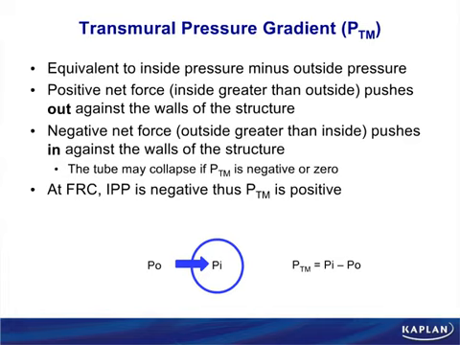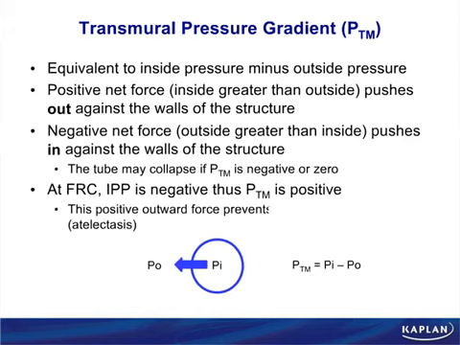So at rest, because IPP is negative, notice that the arrow flipped. We have a force pushing out. This outward force prevents the alveoli from collapsing. In collapsed alveoli, the term is atelectasis.